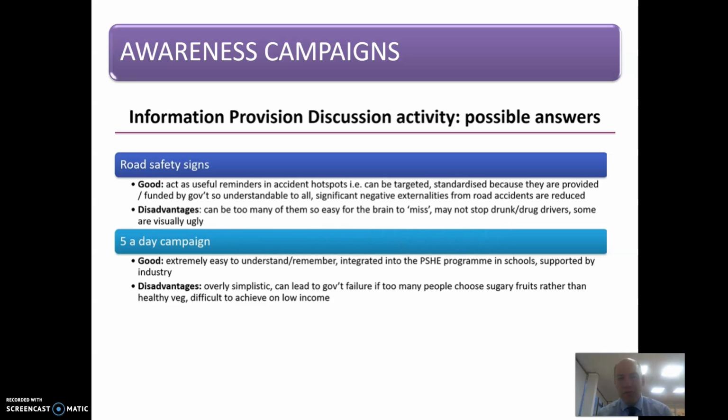Okay, hopefully you've had a good go. Just in terms of road safety signs, key advantages there. Useful reminders at accident hotspots. They can be standardized, they can be provided and funded by government, so it's understandable for everyone, and significant negative externalities from road accidents are reduced.